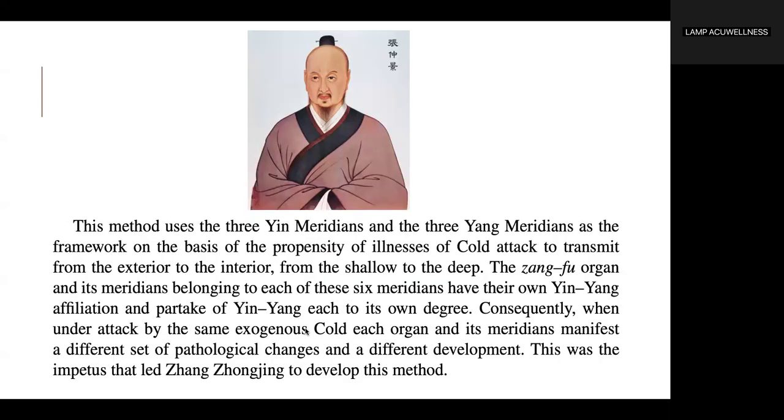This method uses the 3 yin meridians and the 3 yang meridians as the framework on the basis of the propensity of illnesses of cold attack to transmit from the exterior to the interior, from the shallow to the deep. The Zangfu organ and its meridians belonging to each of these 6 meridians have their own yin-yang affiliation and partake of yin-yang, each to its own degree. Consequently, when under attack by the same exogenous cold, each organ and its meridians manifest a different set of pathological changes and a different development. This was the impetus that led Zhang Zhongqing to develop this method.